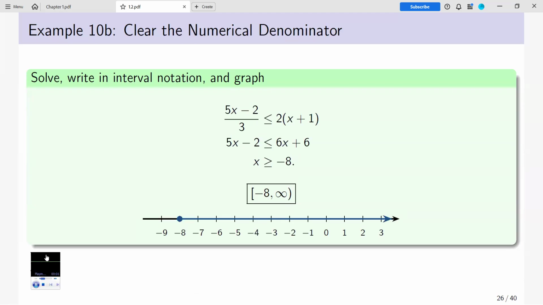Multiply by 3, distribute on the right, and isolate x. No reversal occurs because we never divide by a negative number.